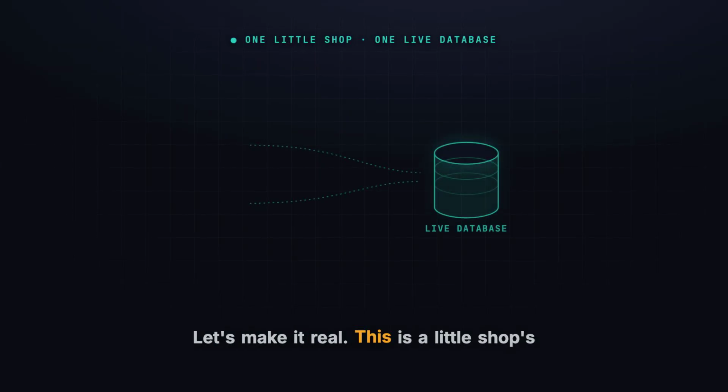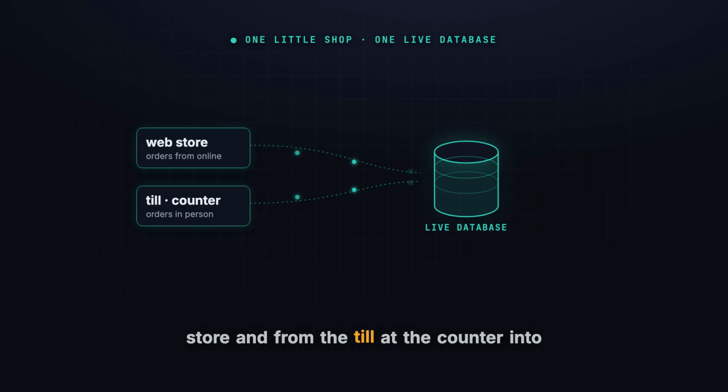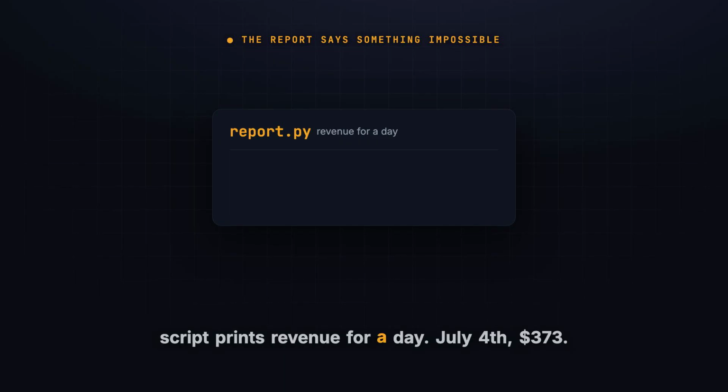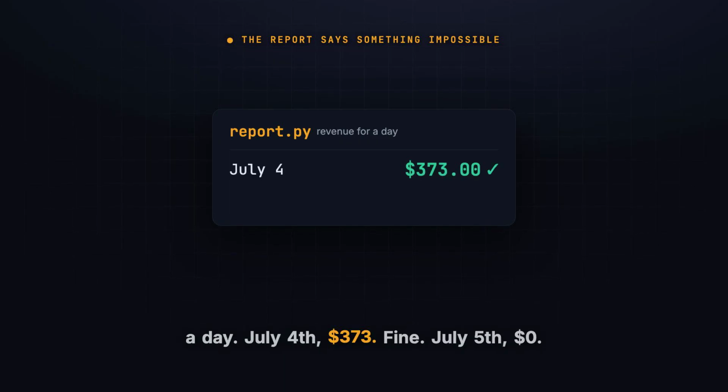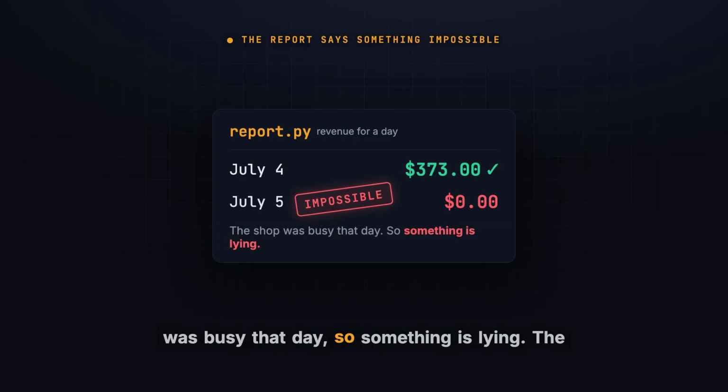Let's make it real. This is a little shop's reporting repo. Orders flow in from the web store and from the till at the counter into a live database. One report script prints revenue for a day. July 4th, $373, fine. July 5th, $0, zero. The shop was busy that day, so something is lying.